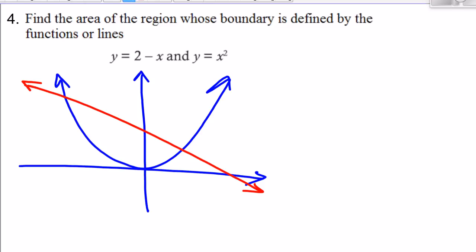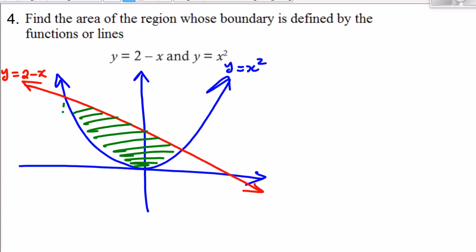And the linear function is y is equal to 2 minus x. The quadratic function is y is equal to x squared. So find the area of the region whose boundary is defined by these two functions. So what we want is this.